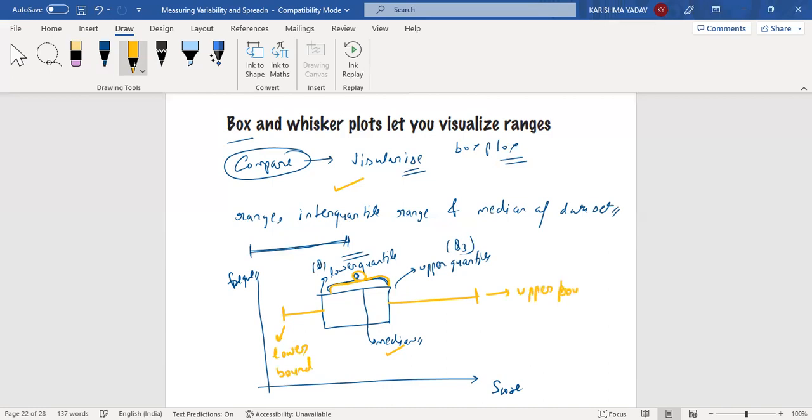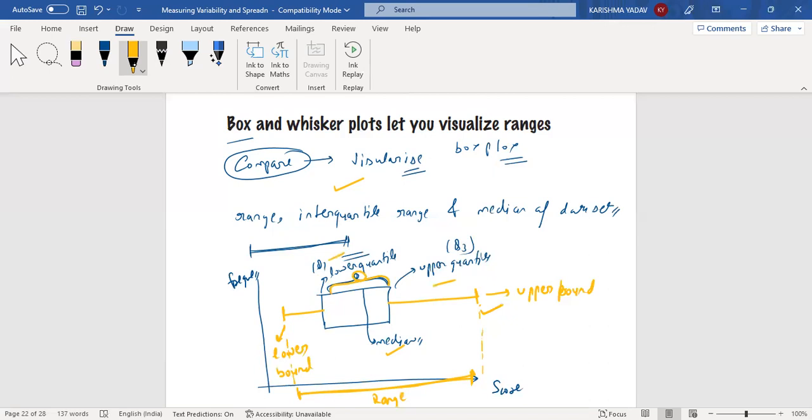Now we can see that this corresponding value is my upper bound and this corresponding value is my lower bound, and the upper bound minus the lower bound is my range. So this is the corresponding range for this data set, right? So we can see the range, the interquartile range, the median of the data set, upper quartile, and lower quartile, all in one box and whisker plot.